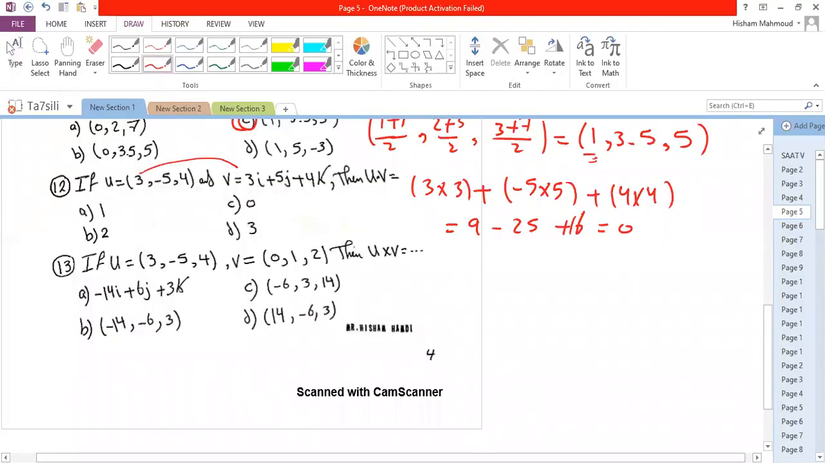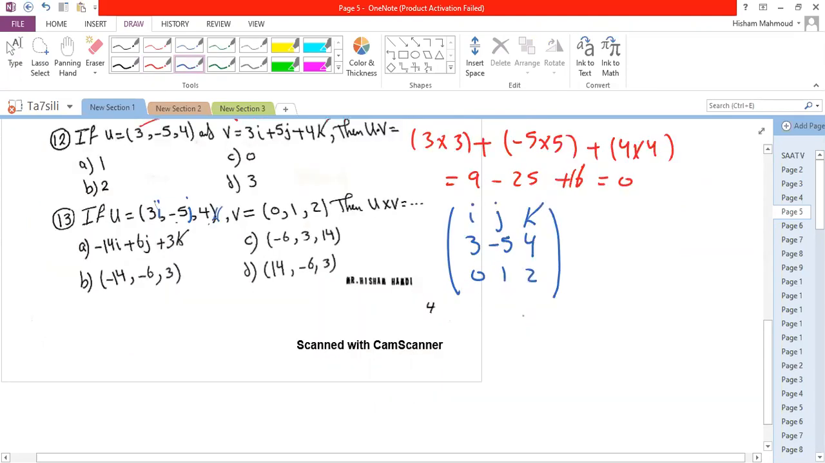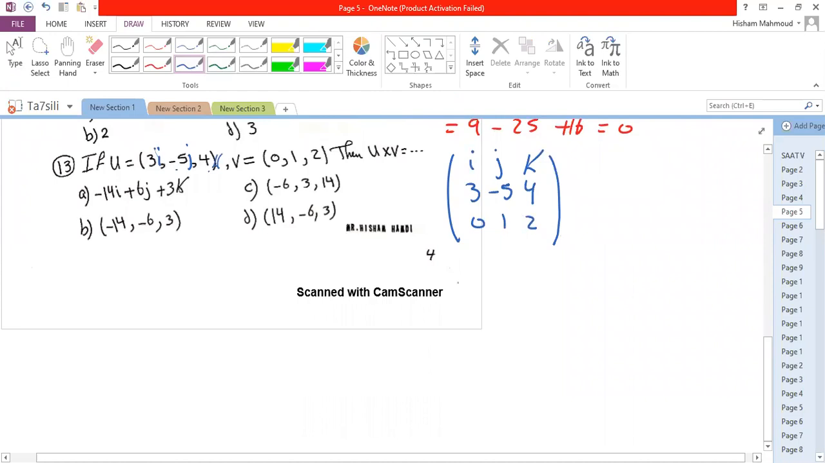How can we find the cross product between U and V? To find it, I should write a 3 by 3 matrix. The first row is i, j, and k. 3, negative 5, and 4, it's like 3i, negative 5j, and 4k. So here is 3, negative 5, and 4, and the second one 0, 1, and 2. Then I'm going to find the determinant of this matrix in terms of i, j, and k.